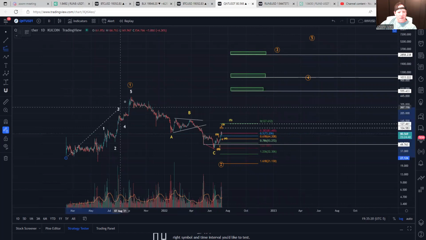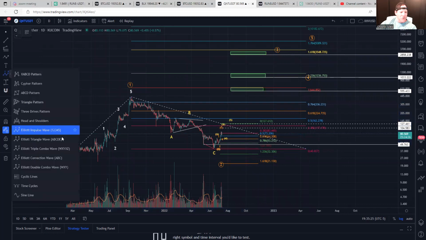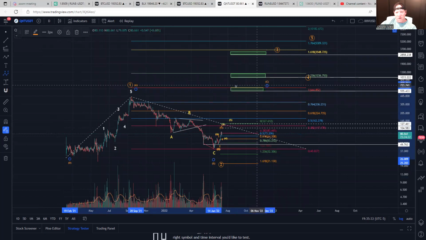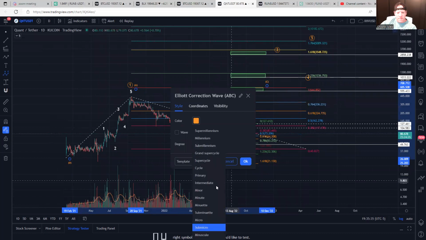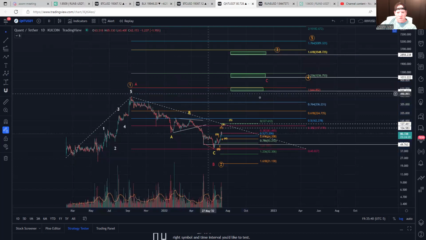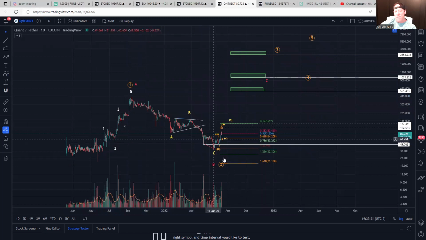Or this could be a larger degree, just corrective structure, and that would be an A. This would be a B, and then the C target would be somewhere between $500 to $1,000 roughly, which would be an A equals C. So those would be my macro targets if this bottom is in, all the way from $555 up to $2,800.